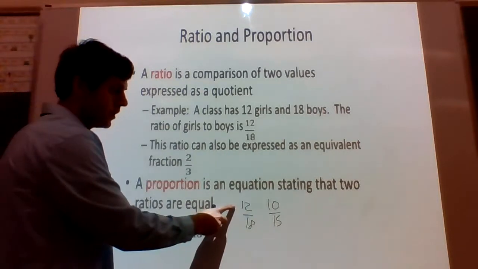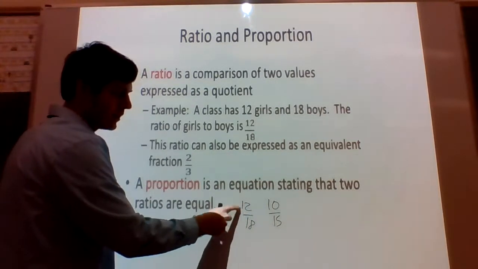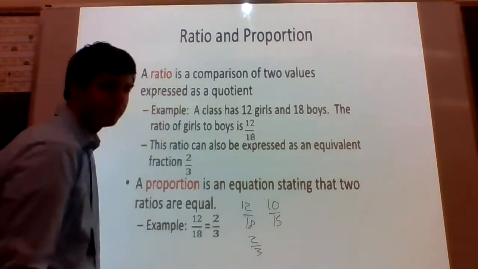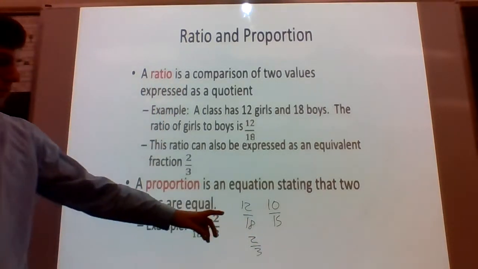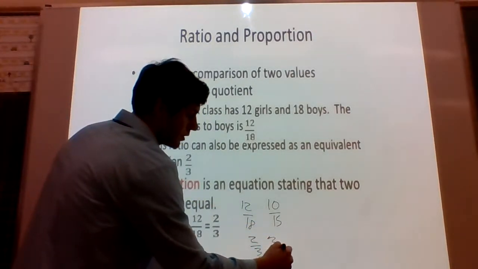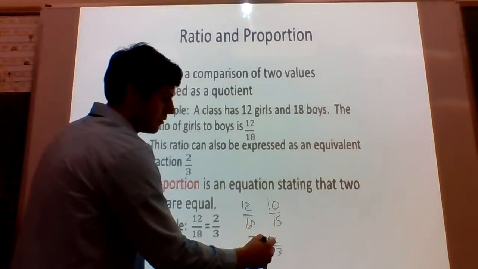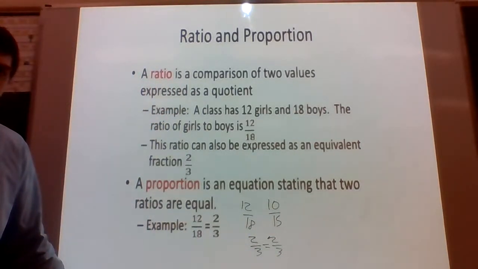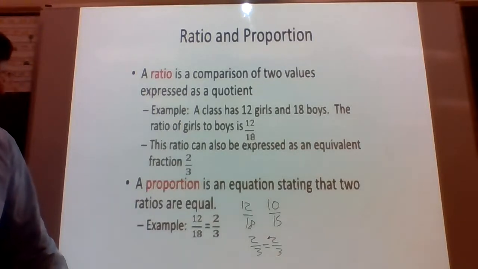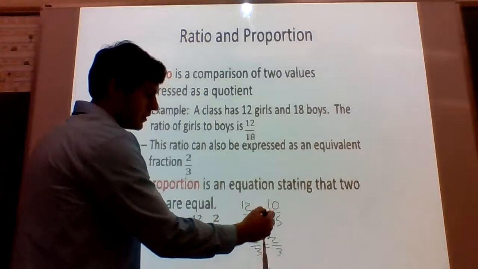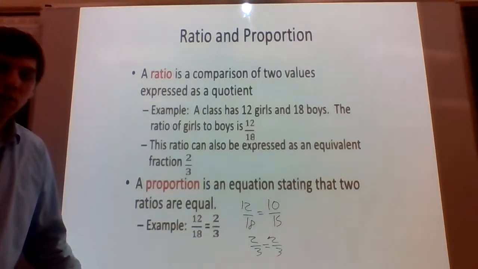If we again divide the top and the bottom by 6 each, we reduce the fraction to 2/3. And we can do the same for 10/15. We can reduce the fraction to 2/3. This time you divide the numerator and the denominator each by 5. So we reduce those fractions and we get 2/3 equals 2/3. Since these two ratios are equal, they're going to be proportional.